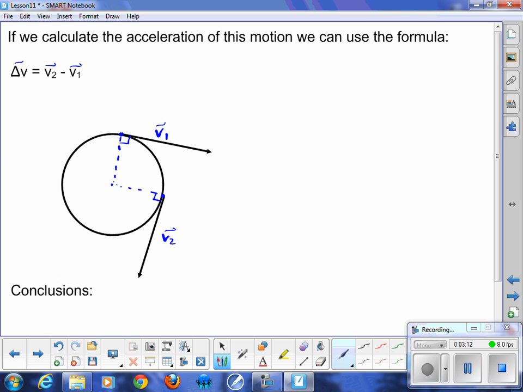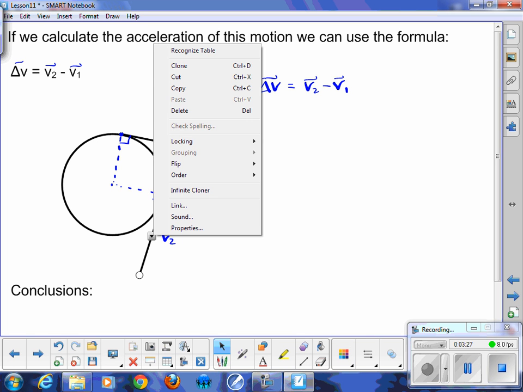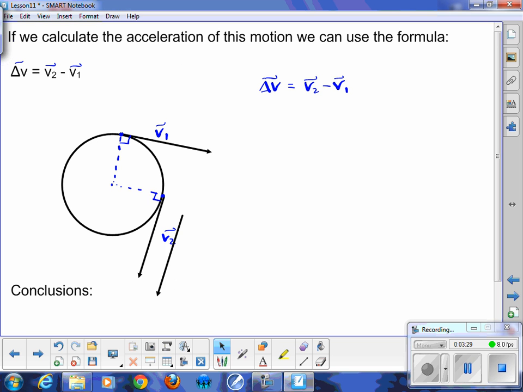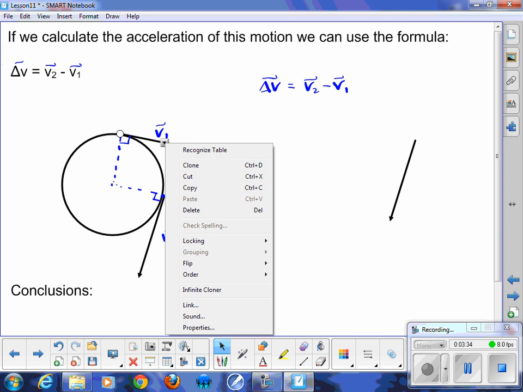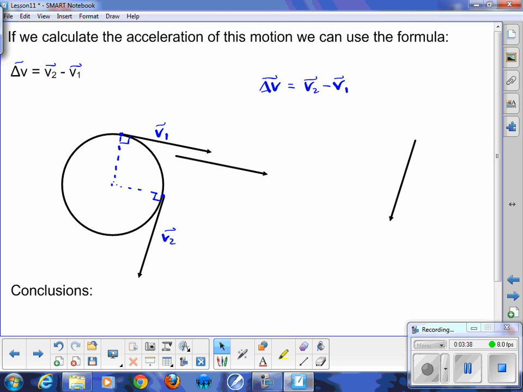So we do our calculations. We start with delta V equals V2 minus V1. So I'm going to, through the magic of, I was going to say Disney, but it's not really Disney, not quite that caliber, take my V2 vector and put it over here. My V1 vector, I'm going to clone it as well. And because we are subtracting it, I need to change the direction of the arrow. So what I'm going to do is simply cover that arrow with a dot.